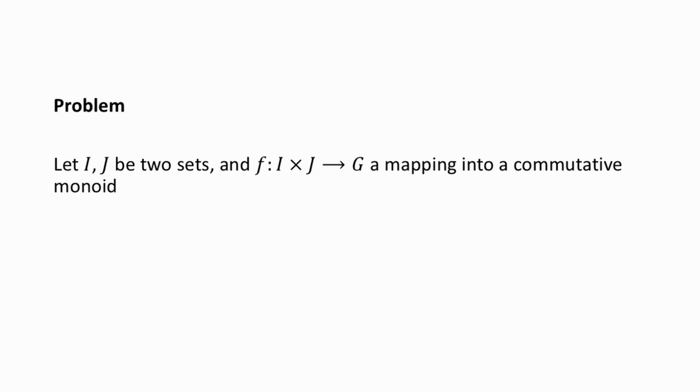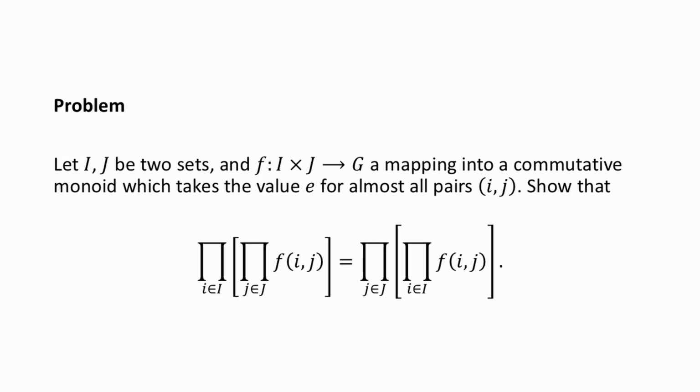Here is the problem. Let I and J be two sets, and F from I Cartesian product J to G a mapping into a commutative monoid which takes the value E for almost all pairs ij. Show that the following equation is true.